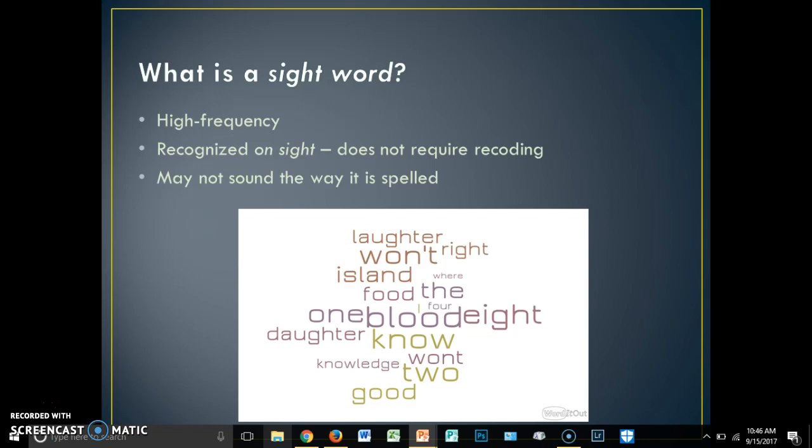If you look at this Wordle, here are a lot of sight words. The number 1, O-N-E, or the word "the," or the words laughter versus daughter. I cannot recode and then decode these words. I have to be able to recognize them on sight. Or blood versus food versus good. They all end in O-O-D, but they all have different pronunciations.